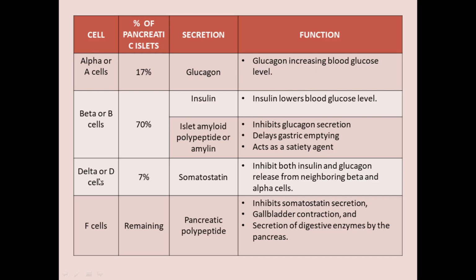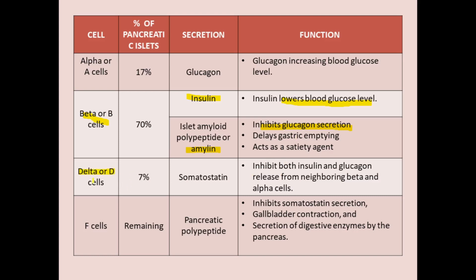Beta cells, which make up around 70% of the cells, secrete two hormones. One is called insulin, another one is amylin. Insulin lowers the blood glucose level, and amylin inhibits the glucagon secretion, because of that it helps the insulin, as well as helps to delay gastric emptying, as well as acts as a satiety center.